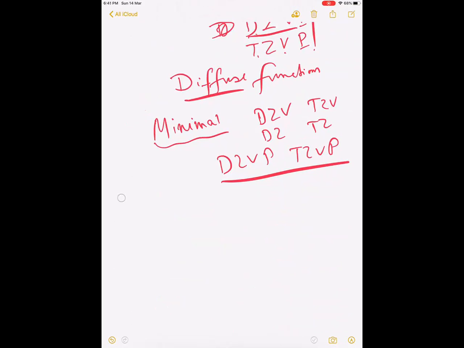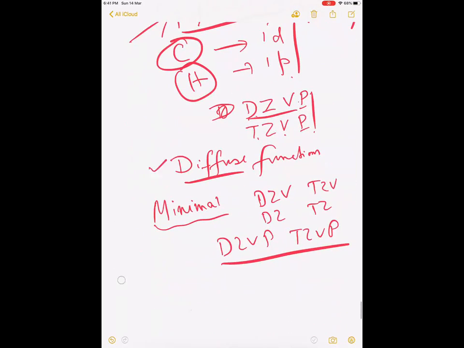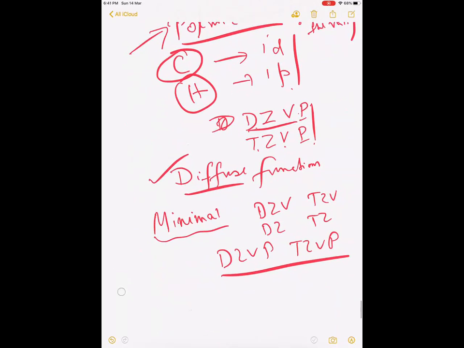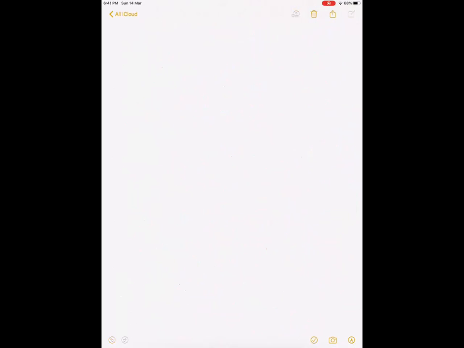So if you continue, I'll come to the next. And then of course we also talked about diffuse functions and so on. So I will come to today's class and continuing with the basis functions.